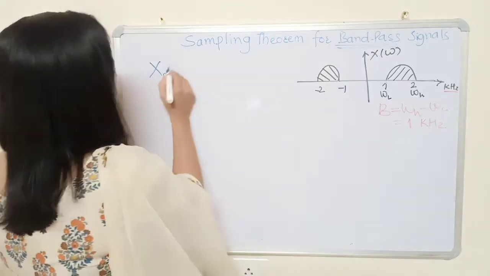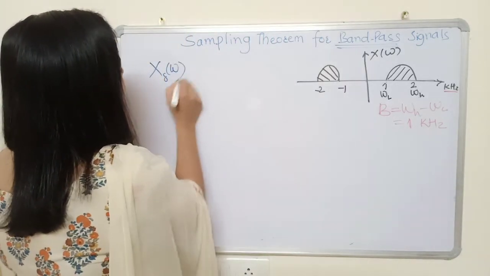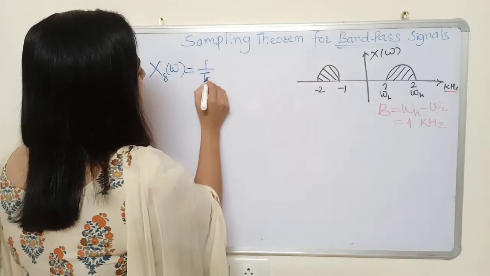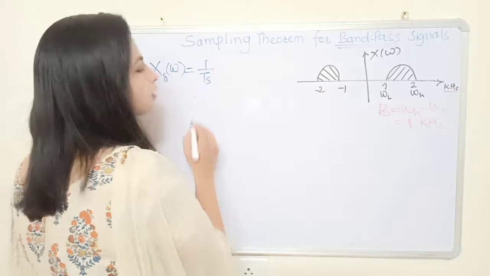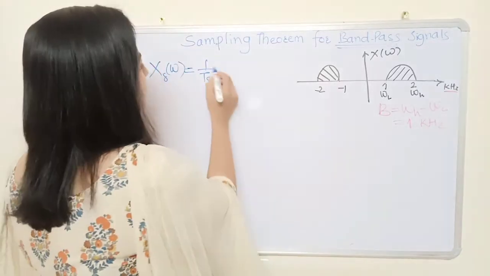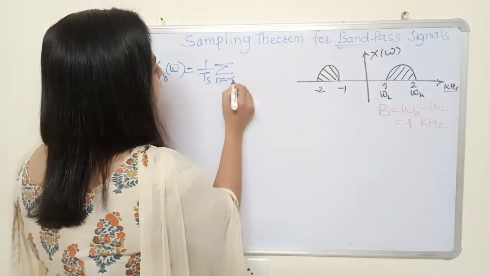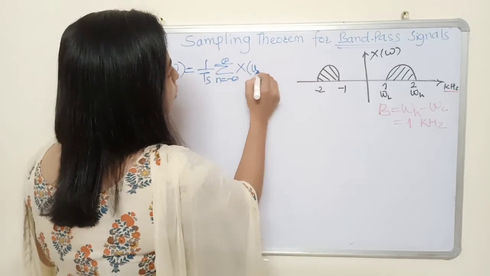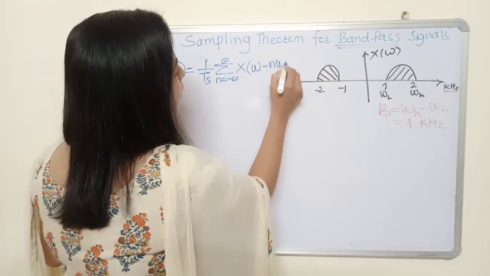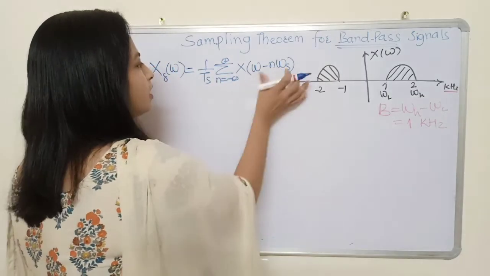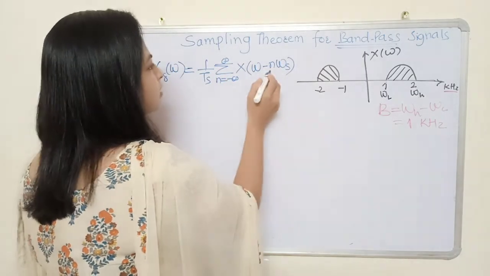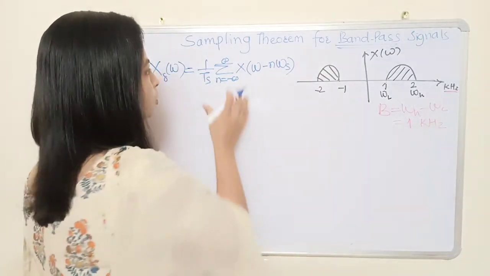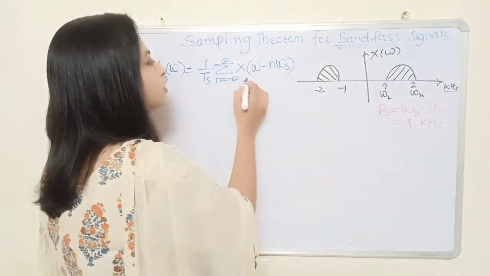Okay. So X delta of omega, it is the sampled signal. It is equal to 1 upon Ts, the separation factor, where Ts is the sampling interval, summation n varying from minus infinity to infinity, X of omega minus n omega s. So what does it represent? Omega minus n omega s. These are various images of the original spectrum. X of omega is the original spectrum.